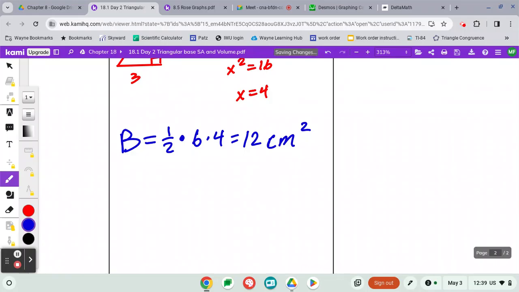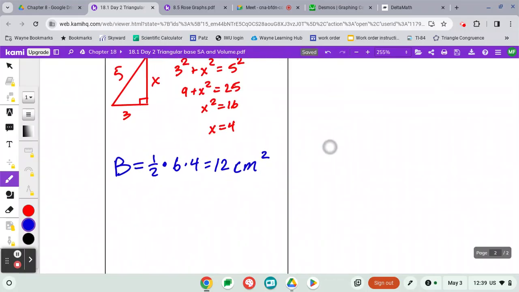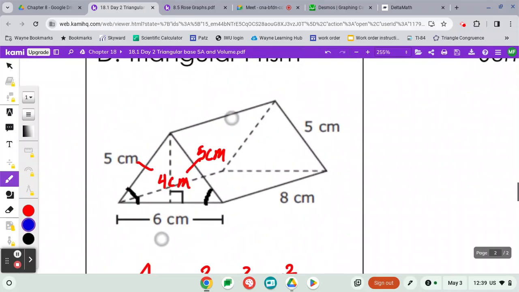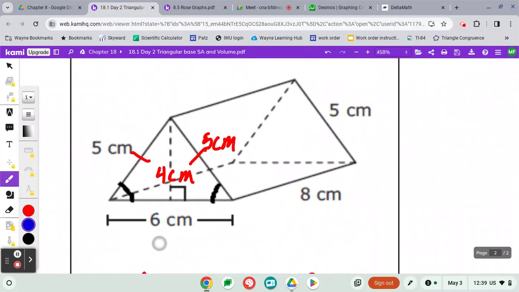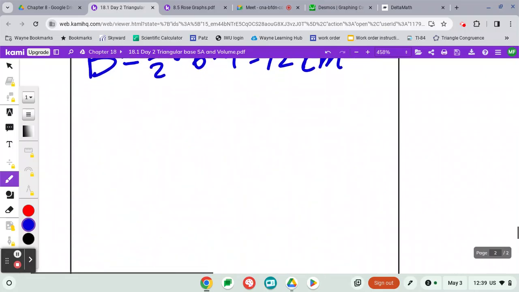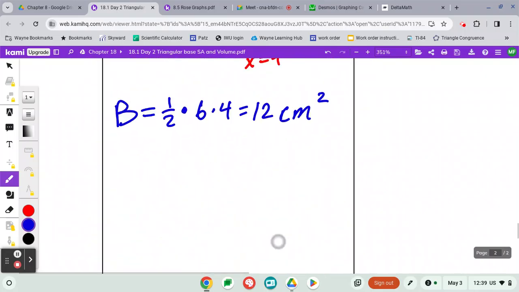All right. Next, let's do our perimeter. Now, on this, what are the 3 sides of my triangle? 5, 5, and 6. Don't count the 4, right? The 4 goes through the middle of it. 5, 5, and 6. So for the perimeter, 5 plus 5 plus 6.